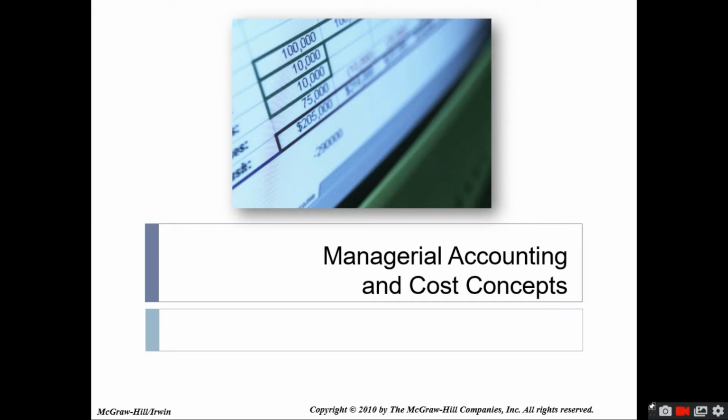So for today, we're going to discuss managerial accounting and cost concepts. Okay, so we are going to relate yung concept or yung job or yung function ng isang managerial accountant in relation to the cost concepts or the cost considerations that we're going to encounter as we do our managerial accounting process.